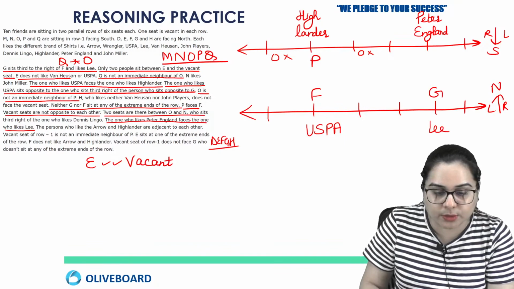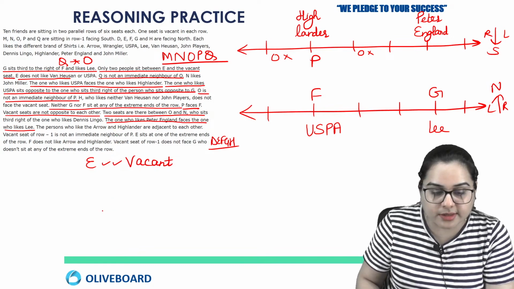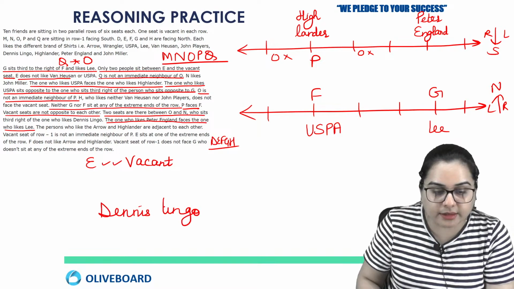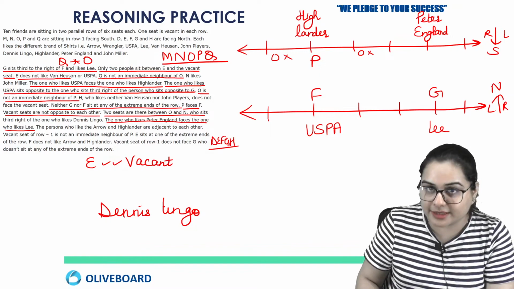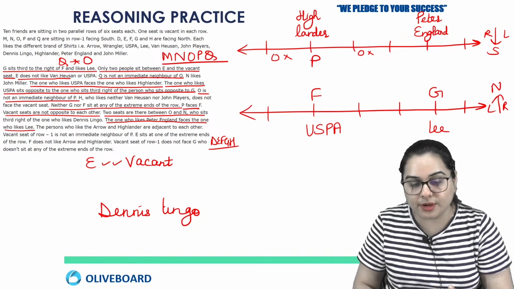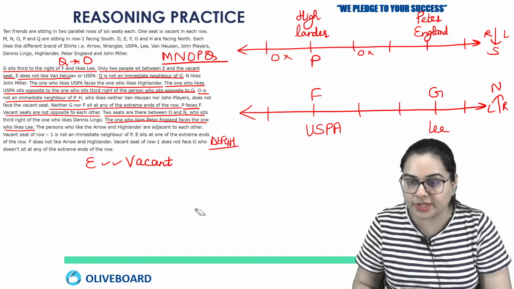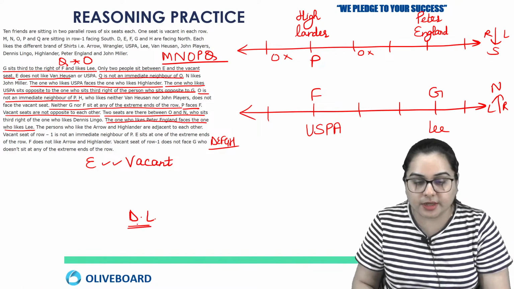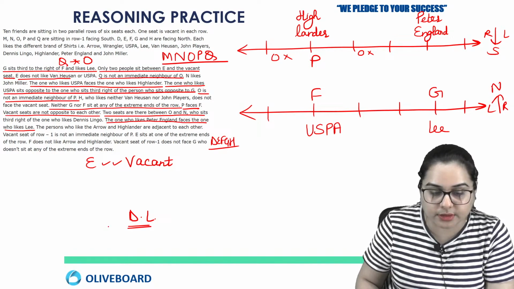Two seats are there between O and N. N sits third to the right of the one who likes Dennis Lingo. Okay, so first I'm going to write Dennis Lingo. Now obviously if N is sitting third to the right of Dennis Lingo, N is there in the south facing row. Okay, so where is the right side of Dennis Lingo? That you have to check. It will be backward. So backward to Dennis Lingo, on the third position, I'm going to write N.